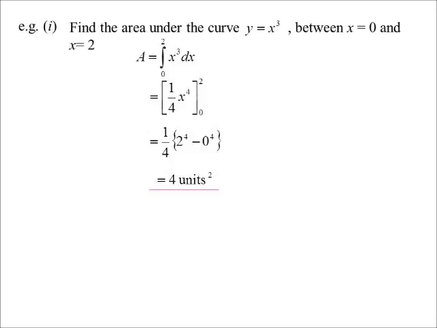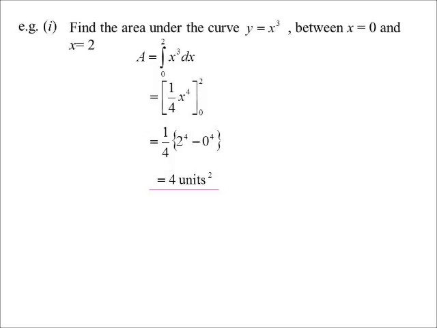When I integrate, I put the new function in square brackets, and again we put our limits on the right-hand side there. Then we substitute those numbers in: the top number minus the bottom number. That is an integral.